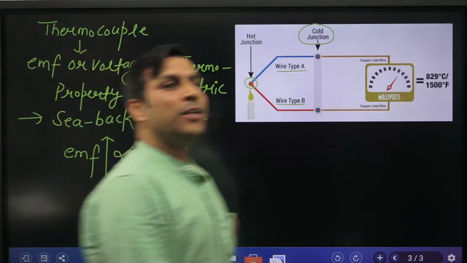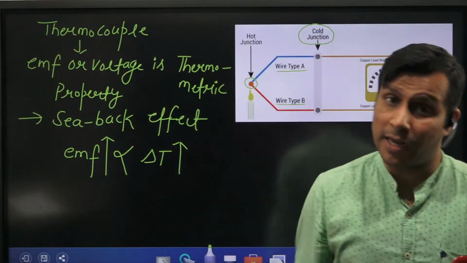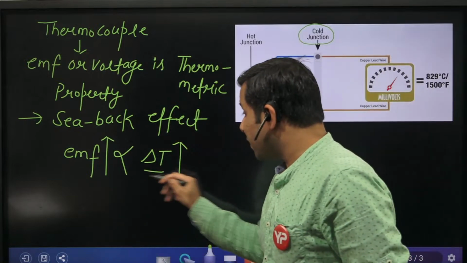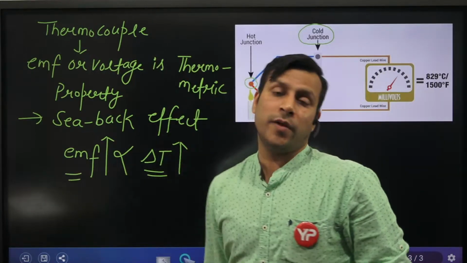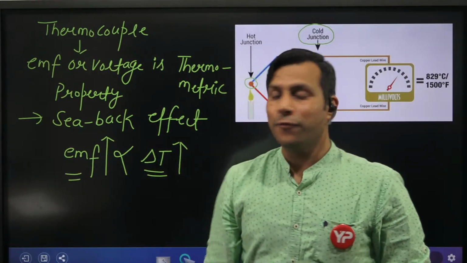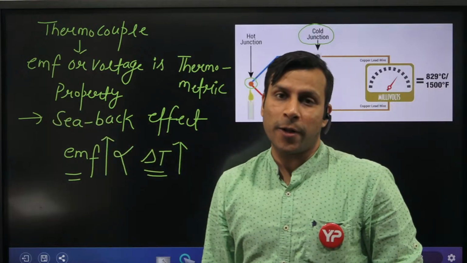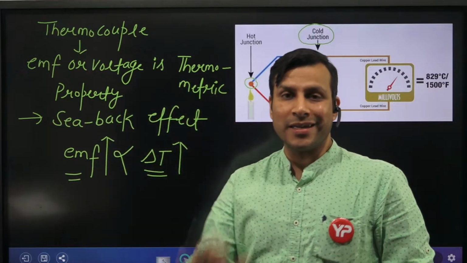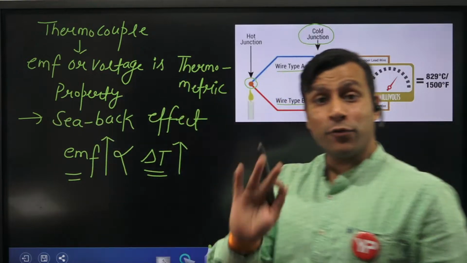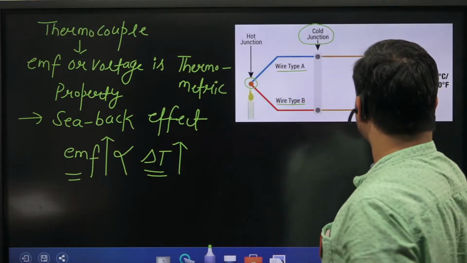Okay, that information we are getting from the Seebeck effect, guys. The larger the temperature difference, the more EMF is produced. That's why we are utilizing this Seebeck effect, and we developed an instrument known as a thermocouple. What we are measuring, guys, is the EMF.